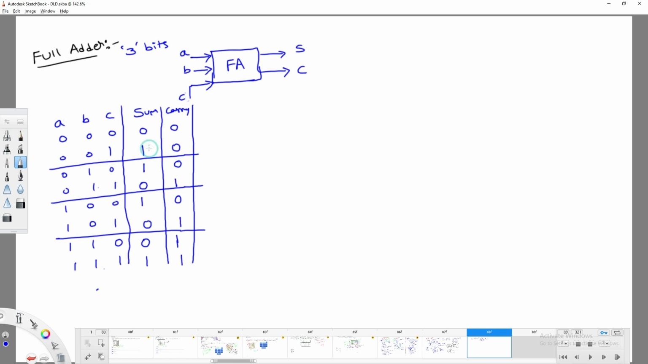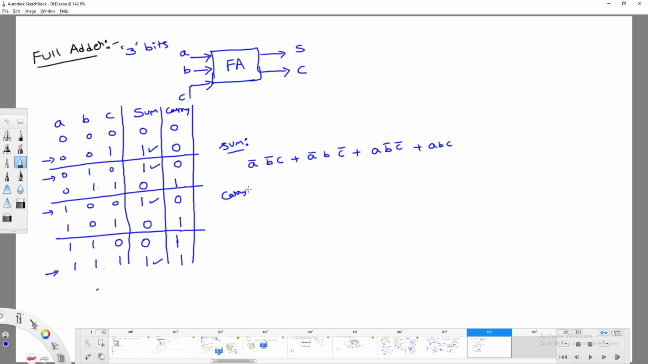Deriving the expression means you select all the min terms for the sum, right? So in order to get the sum expression, you write all the ones. It will be like this: a bar, b bar, c, or a bar, b, c bar, or a, b bar, c bar, or a, b, c.